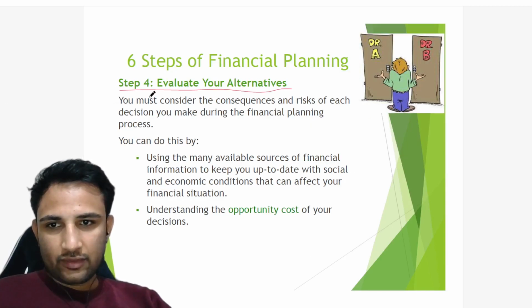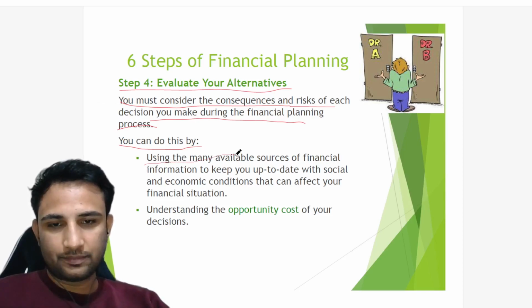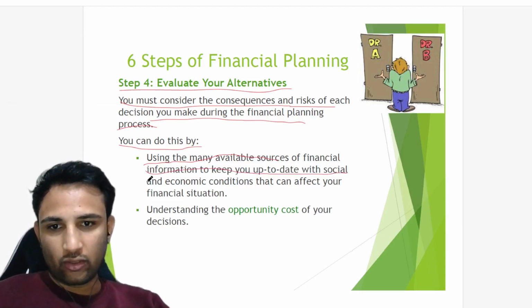Step four is to evaluate your alternatives. You must consider the consequences and risk of each decision you make during the financial planning process. You can do this by using the many available sources of financial information to keep you up to date with social and economic conditions that can affect your financial situation, and by understanding the opportunity cost of your decisions.